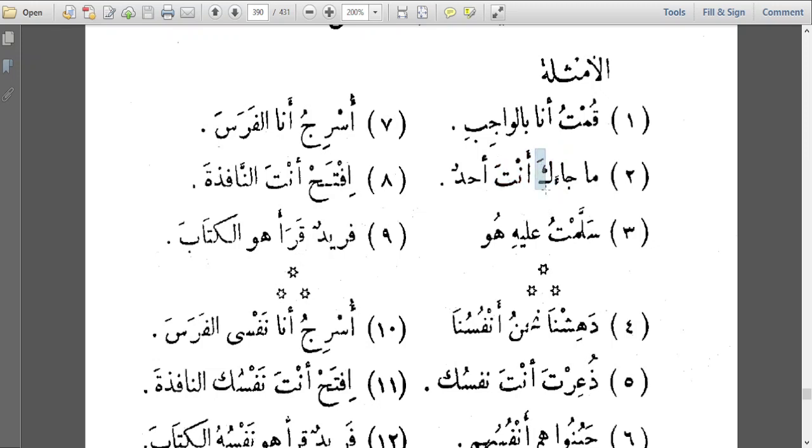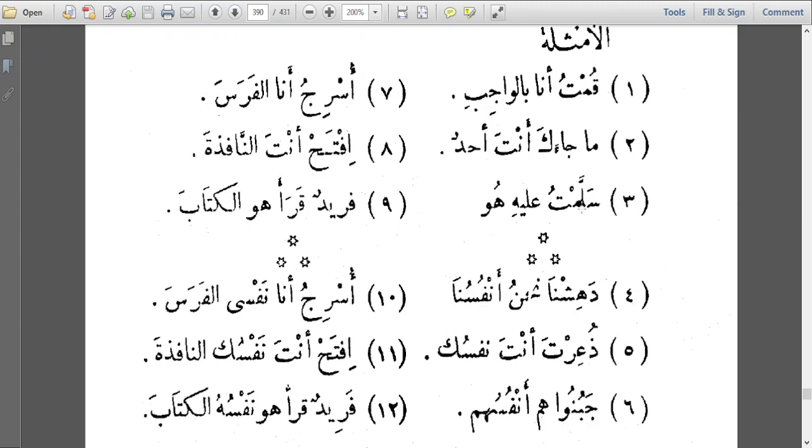Noting that the kaf here is maf'ulun bihi, right? Ma ja'aka anta ahadun. So the maf'ulun bihi here is emphasized. Here it was the fa'il, and then down here maf'ulun bihi. Says sallamtu alayhi huwa. Sallamtu alayhi. I greeted him. The huwa comes to emphasize the he here. And the damir he here is fi mahalli jar. Ism majroor. Ala and the he. So alayhi. So you realize that the huwa here is emphasizing ism majroor.